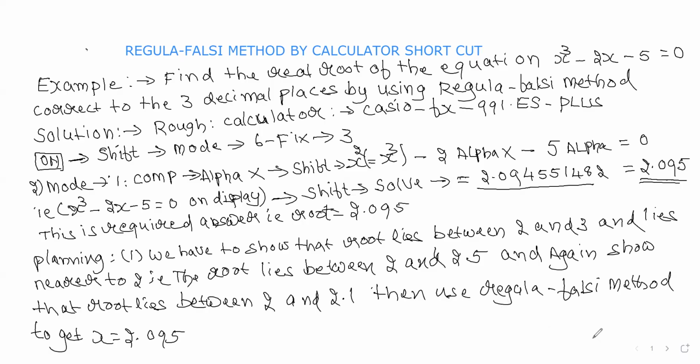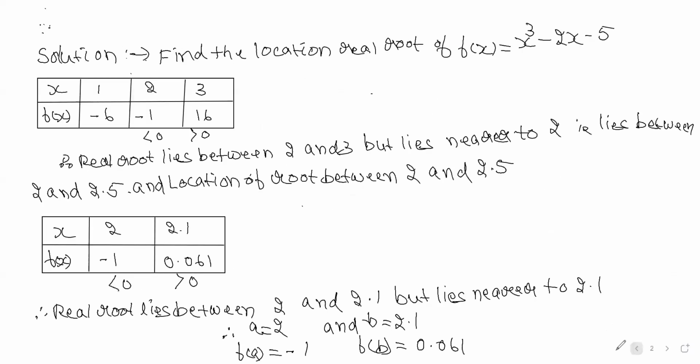Okay, in the answer. Now, my dear students, actually I am going to find the answer now. Look here. Find the location of the root of f(x) equal to x cube minus 2x minus 5. Then make this table, with an x row and an f(x) row. f(x) equal to x cube minus 2x minus 5. And I have to give the values of f(x). Then I have to show that the root lies between 2 and 3.